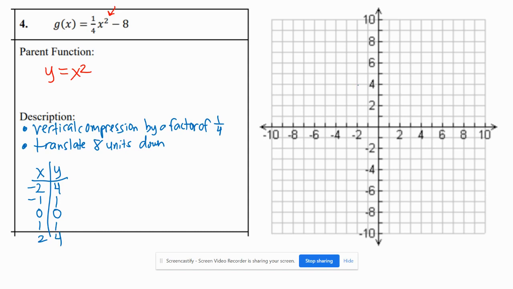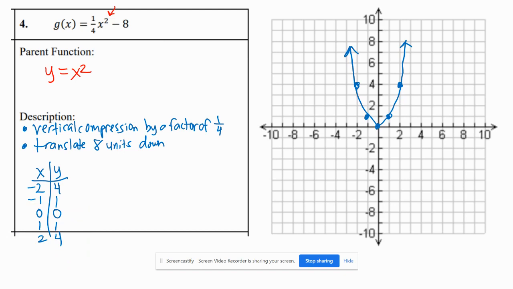So negative 2, 4 being the first one. Negative 1, 1 being the next. Then 0, 0. 1, 1, and 2, 4. Keep in mind this is a quadratic, not an absolute value. So there should be a bit of a curve to it, right? It should look more like a U than a V. Now, vertical compression.